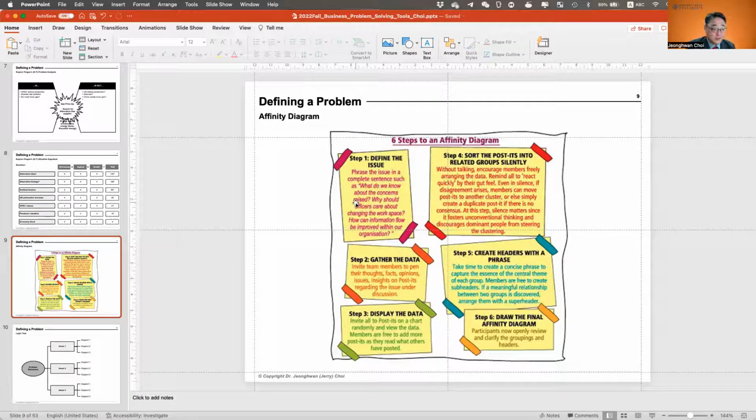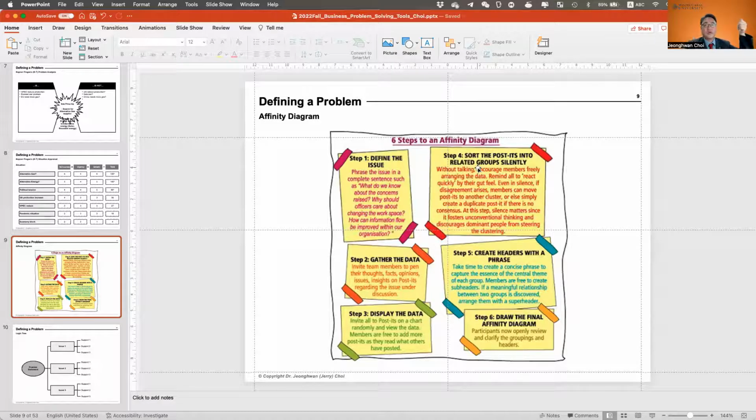Then I distribute the post-its, and everybody writes down their ideas, four or five each, with no name. Then I gather the data and display it in front of the people. Then we talk.